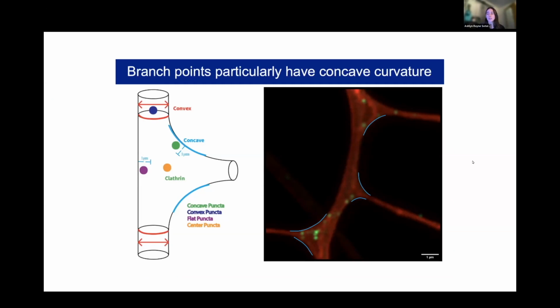And so thanks to Hannah's research, we now have more confidence to say that these branch points are sites of active endocytosis. And so the big question we have now is why? What makes these sites so special?